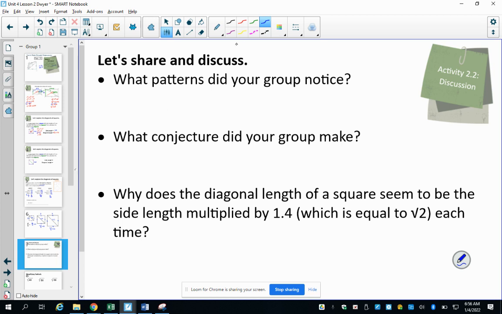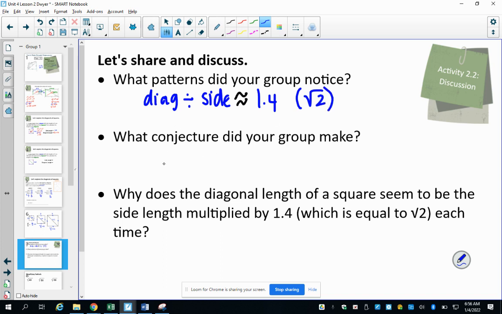All right, so hopefully a pattern you noticed was that when we did the diagonal divided by the side in a square, it equals approximately, so it wasn't exactly equal to, but approximately equal to 1.4. And this actually is the square root of 2.